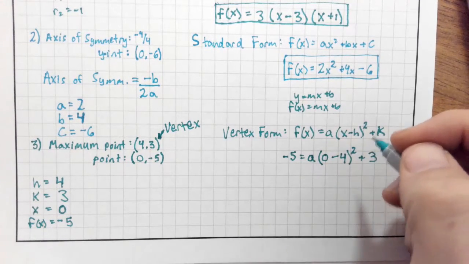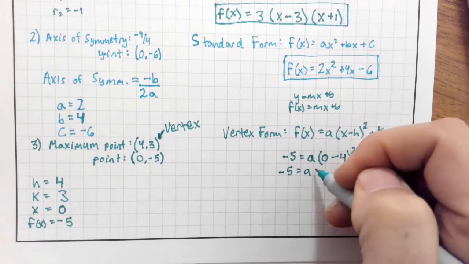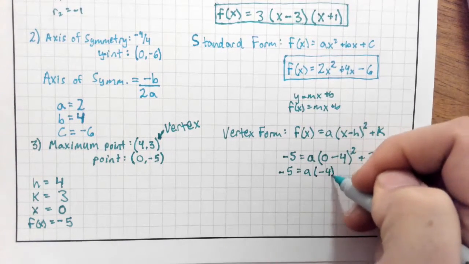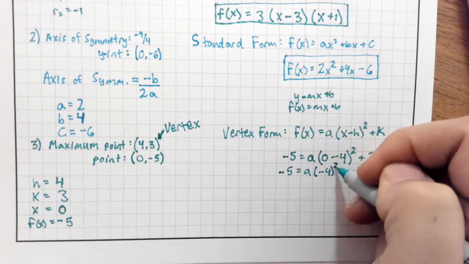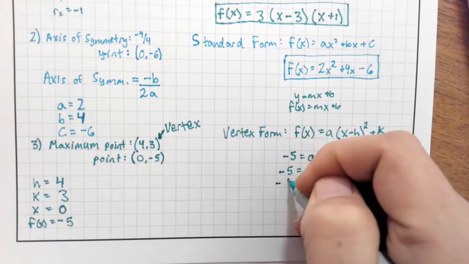I'll just do some simplifying first. So I've got -5 equals a times (-4) squared plus 3. 0 minus 4 is -4. I'll keep on simplifying.